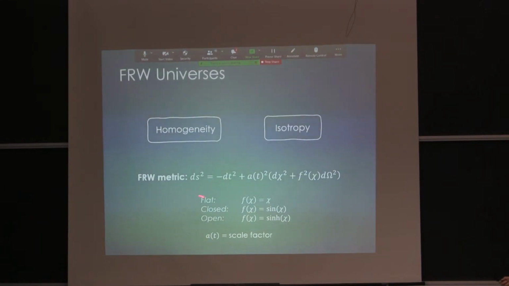And you can see that if you choose flat, you end up with a sphere here, and then closed and open, you end up with a closed geometry sphere and then an open geometry sphere. And the size of this sphere is then dictated by this A, which is the scale factor.